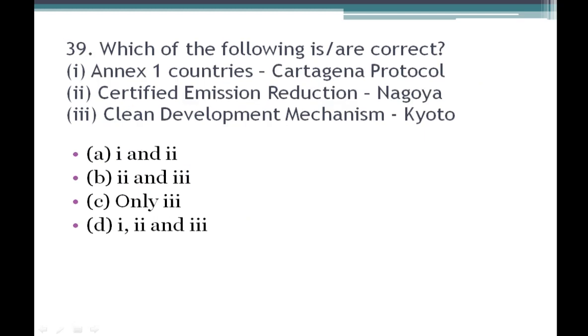Question number 39. Which of the following is or are correct? Number 1. Annex 1 countries, Cartagena Protocol. Number 2. Certified Emission Reduction, Nagoya. Number 3. Clean Development Mechanism, Kyoto. So the correct option is option C, that is only 3.